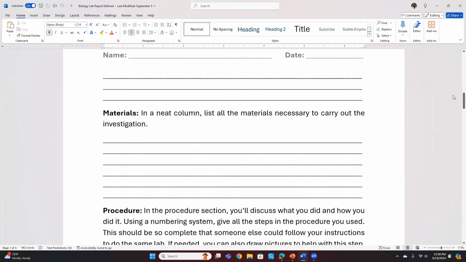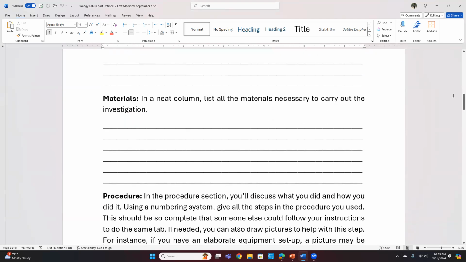Now let's go to the next section, which is your materials. In a neat column or a neat list, you want to list the materials that we used to carry out our lab today. We used a compound microscope. We used prepared slides on the apical root tip, and I think the other one was the epithelial plant cell. We also used slides, slide covers, toothpicks, and blue food coloring. We should have used methylene blue, but I didn't have the methylene blue dye handy, so you can note that in your materials.